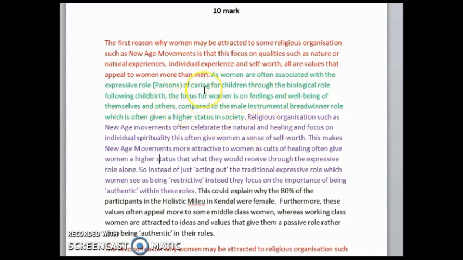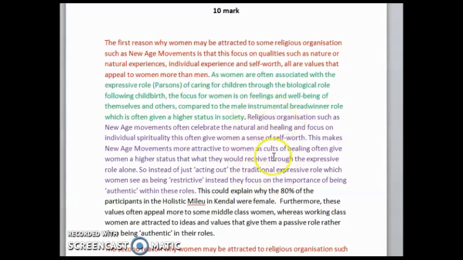And then the next part is where we're starting to explain that answer, and I've put that in green because we're starting to develop what further values that we can attach to this. So we've added on Parsons and the expressive and the instrumental role, just to explain why these religious organisations are attractive to the qualities that women often have.